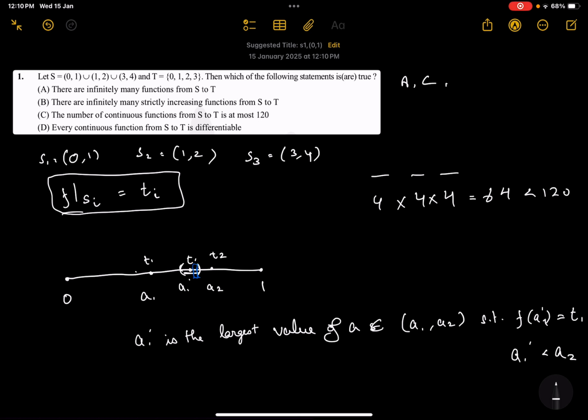And every continuous function from S to T is differentiable. Yes, because in each of these subintervals the functions are constant, and these subintervals are disjoint open intervals, so the functions are continuous, and a constant function is differentiable. So the answer is A, C and D.